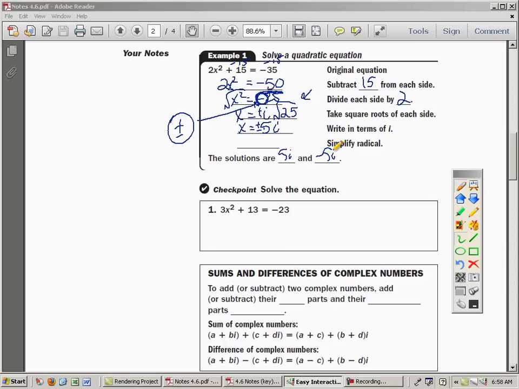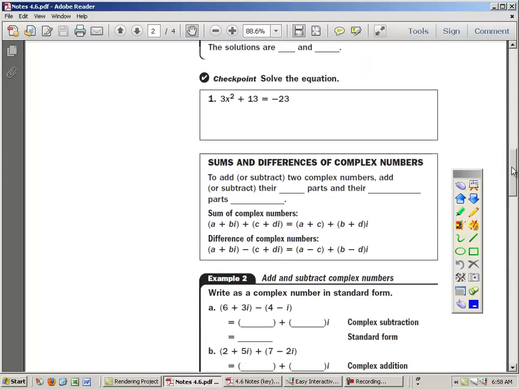Now, these two solutions are imaginary solutions, all right? And when we get into our final lesson, we're going to talk a little bit about what that means and where those solutions are. All right, so go ahead and try the checkpoint example here, and we'll be right back with a solution for you.